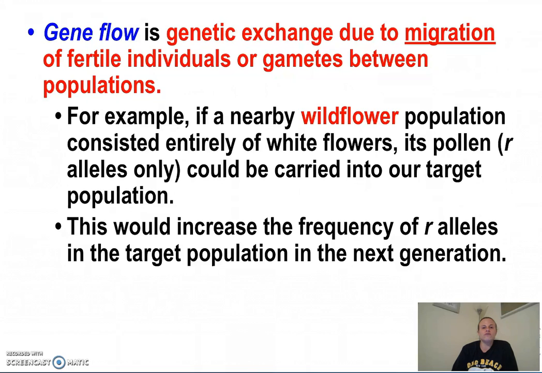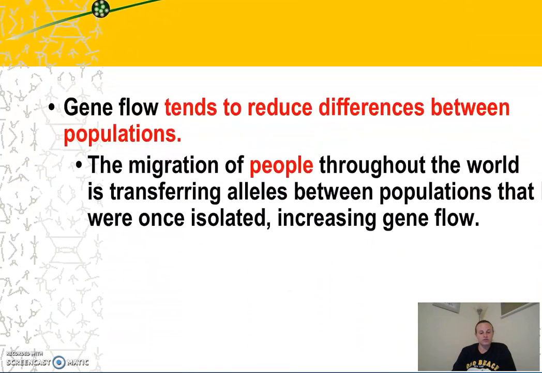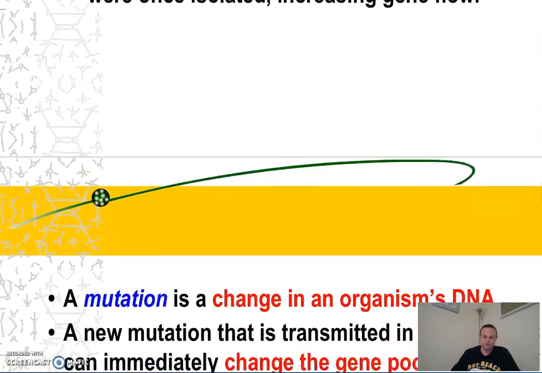When you think of gene flow, think of the word flow, think of movement, migration. So gene flow is when there is genetic exchange due to migration of individuals between populations. Gene flow, after a while, actually tends to reduce differences between populations. If we apply that to humans, think about globalization. As we have globalized, the less varied we have become. In other words, the more similar we have become over time.